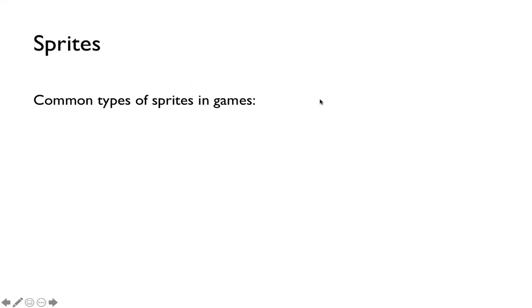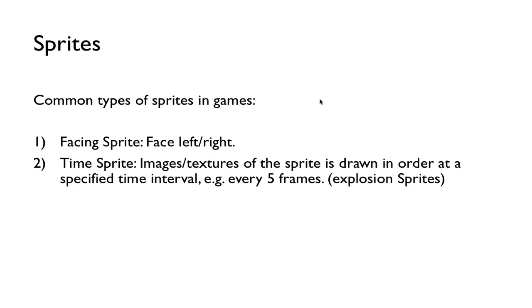We talked about in the previous video common types of sprites in games. The simplest one is a facing sprite, one that faces left and right. We actually did this in the last video. In this video, we'll talk about time sprite, which is where images or textures of a sprite are drawn in order at a specified time interval. For example, we could draw the images or textures of a sprite every 5 frames or every frame. The explosion sprite that we see just now is an example of a time sprite.